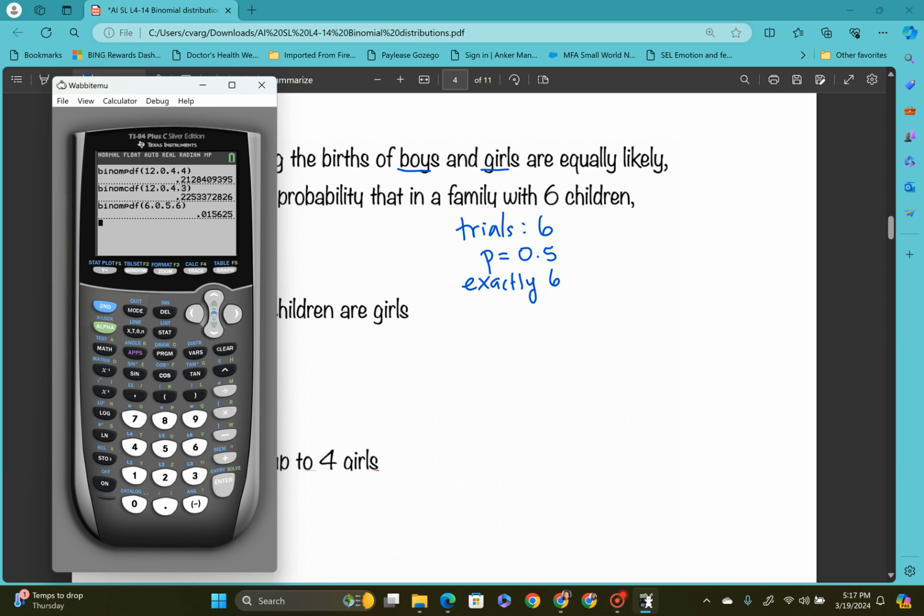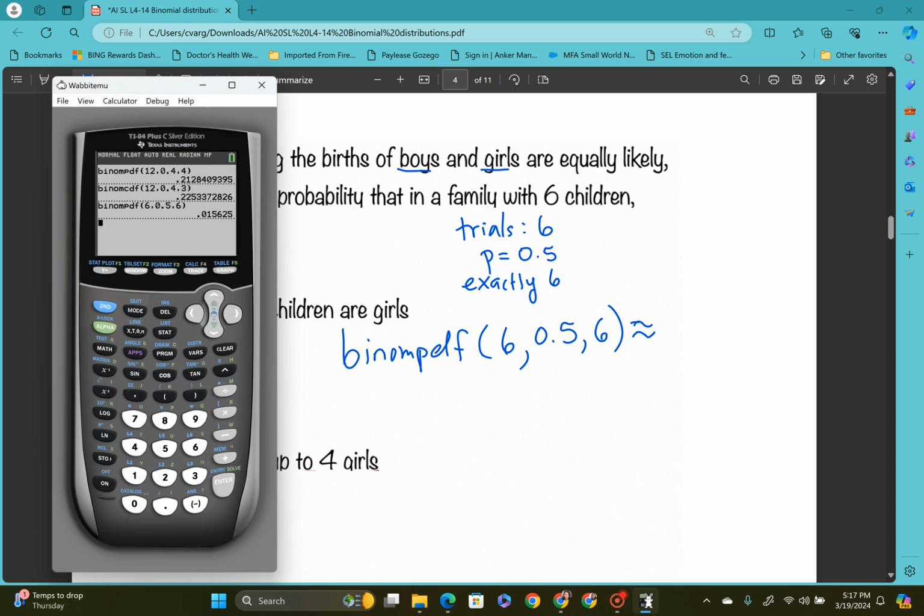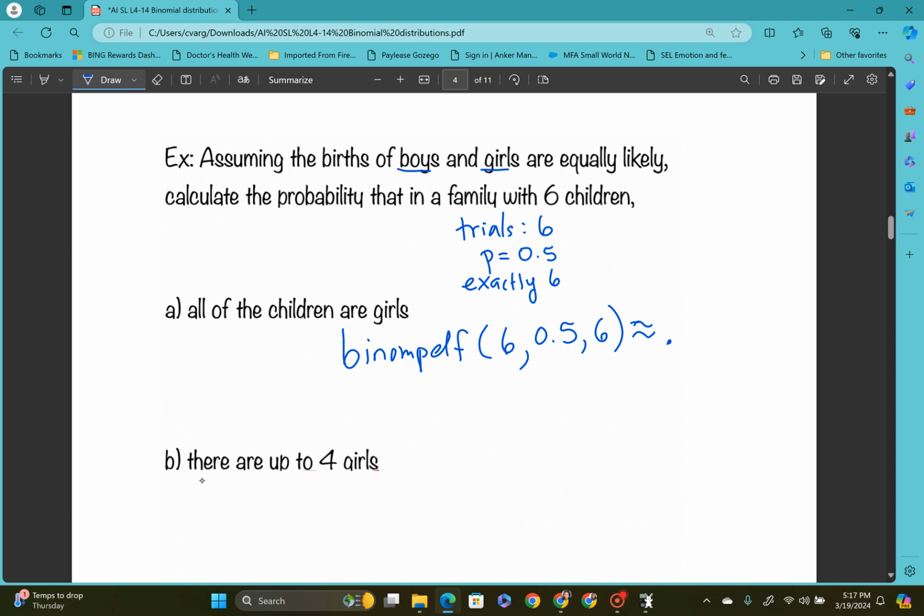0.015625. So here's me showing work. Binom PDF, trials 6, probability of success 0.5, exactly 6, hit enter, and this is about, let's go back to our calculator, we have 0.016. So that is our answer for the first part.